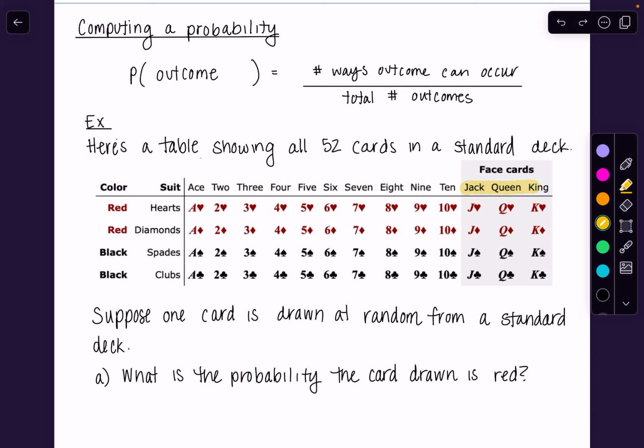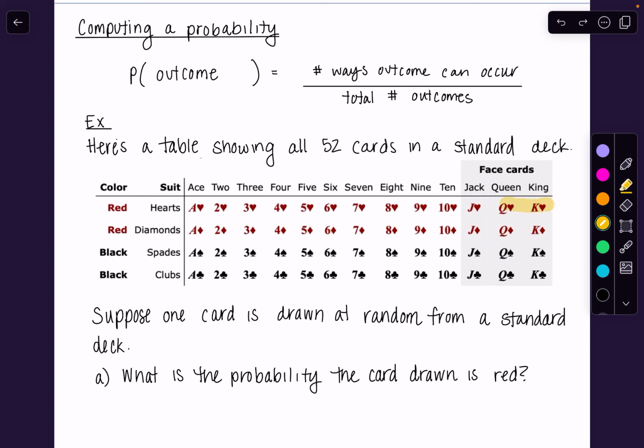Jacks, queens, and kings are considered face cards because when you draw them, they have a face on them. Whereas if you were to draw an 8, you would just see an 8 on it, or you might see like 8 of hearts. It just depends on the deck of cards. So what we're going to do is, from this standard deck, draw one card at random.